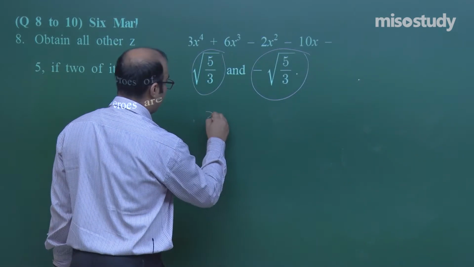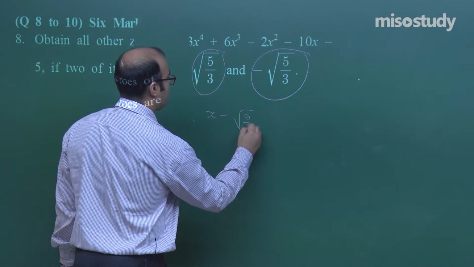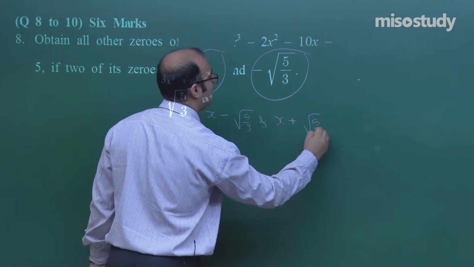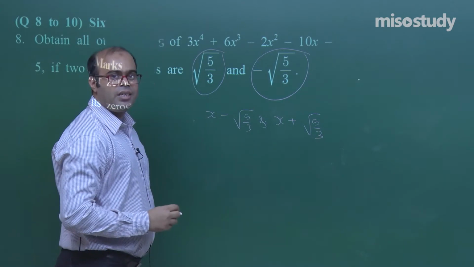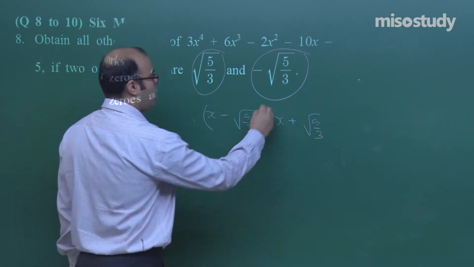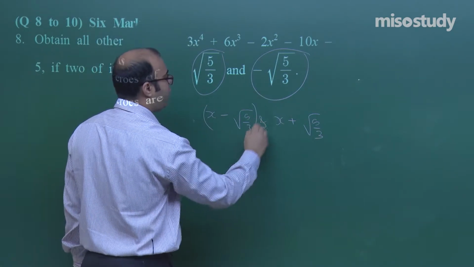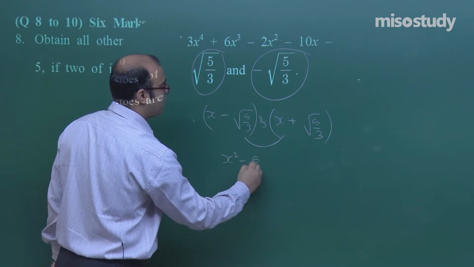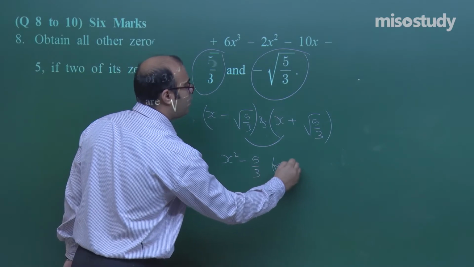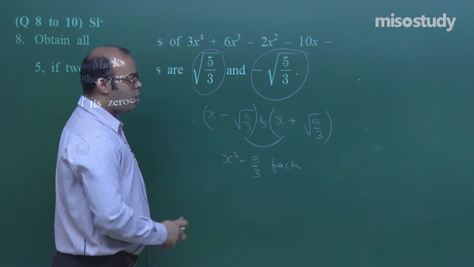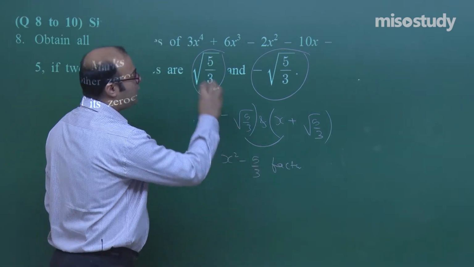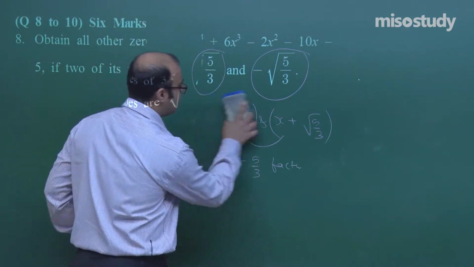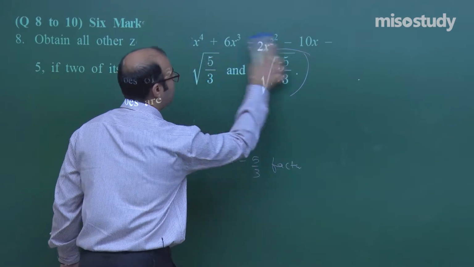So we can say that x minus root 5 by 3 and x minus of minus, that is plus root 5 by 3, are the factors of that given biquadratic polynomial. If these two are factors, then their multiplication, x square minus 5 by 3, is also a factor of the given biquadratic. Now after knowing that this is a factor, let us divide that biquadratic by this x square minus 5 by 3.